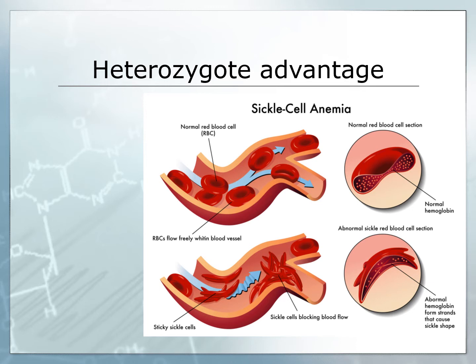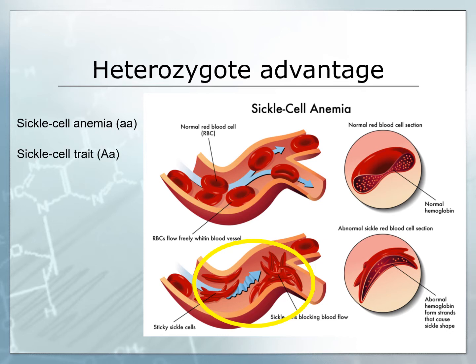Sometimes there is an advantage to having two different alleles for a trait. This is called having a heterozygote advantage. Sickle cell anemia is a disease where red blood cells become thin and elongated. With two of these mutated alleles, there aren't enough healthy red blood cells to carry oxygen throughout the body, and individuals are at risk of death from a lack of oxygen.